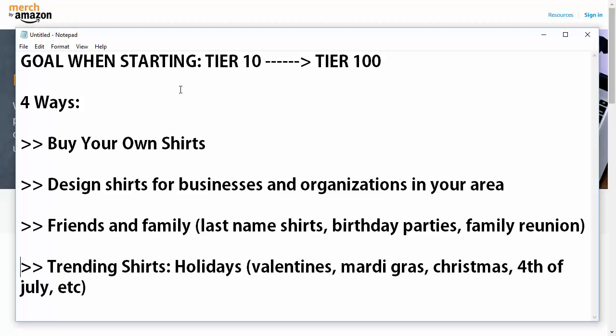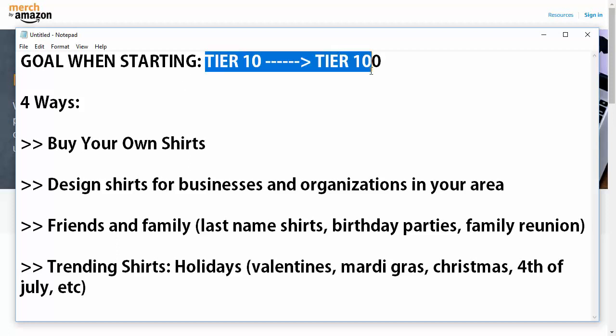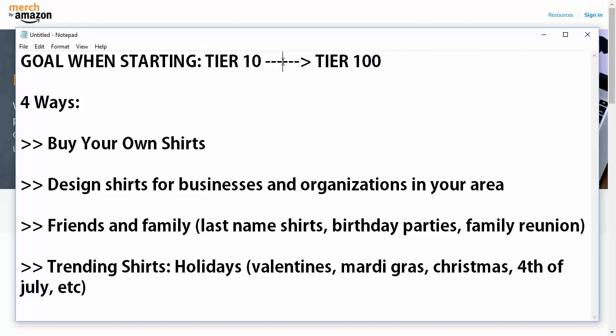The way you get from tier 10 to tier 100 is actually sales. You need to sell at least 10 shirts or 10 units before you move up to, and there should be a 25 in here, the 25 tier. To get from the 25 tier to the 100 tier, you're going to need to sell 25 shirts. That can be shirts, pop sockets, or hoodies, but you have to sell 25 units to get from 25 to 100. So that's your actual goal, and there's a number of ways to do this.